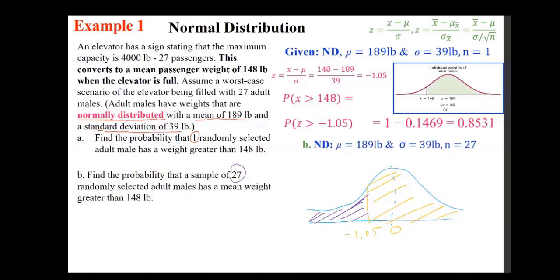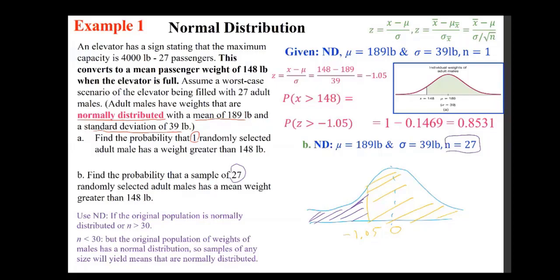So we are dealing with the normal distribution. Mu is 189, sigma is 39 pounds, and n is 27. So we're going to use normal distribution if the original population is normally distributed or n is larger than 30. In this case, the original one is normally distributed, and we are going to use CLT anyways, because the original population of weights of males has a normal distribution. So samples of any size will yield means that are normally distributed.